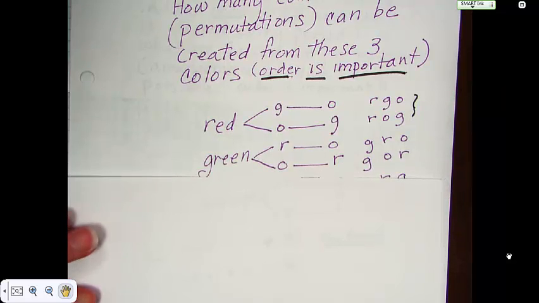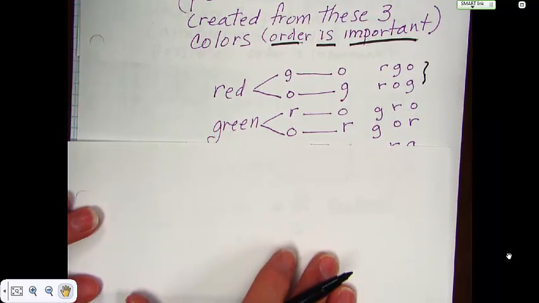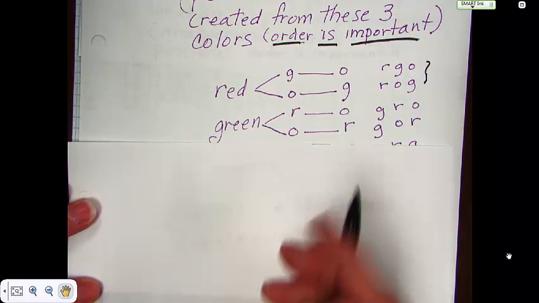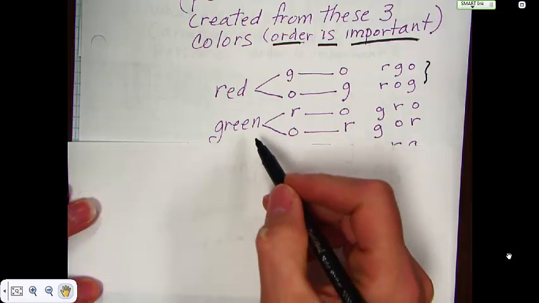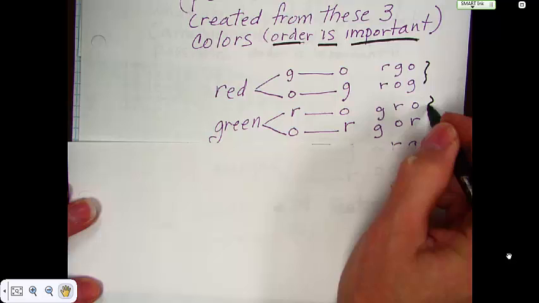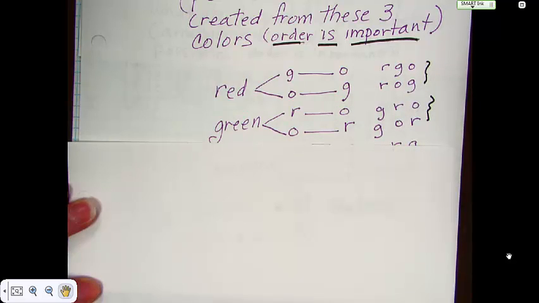Now, also, you could put green in first place and have green and then red in second and orange in third, or green in first, orange second, red third. And here are the combinations there. So far we have 4 combinations.